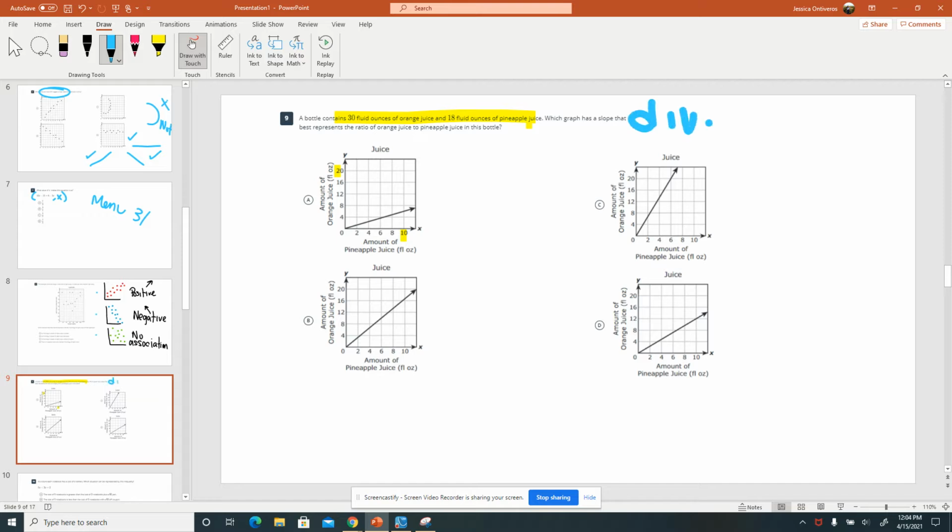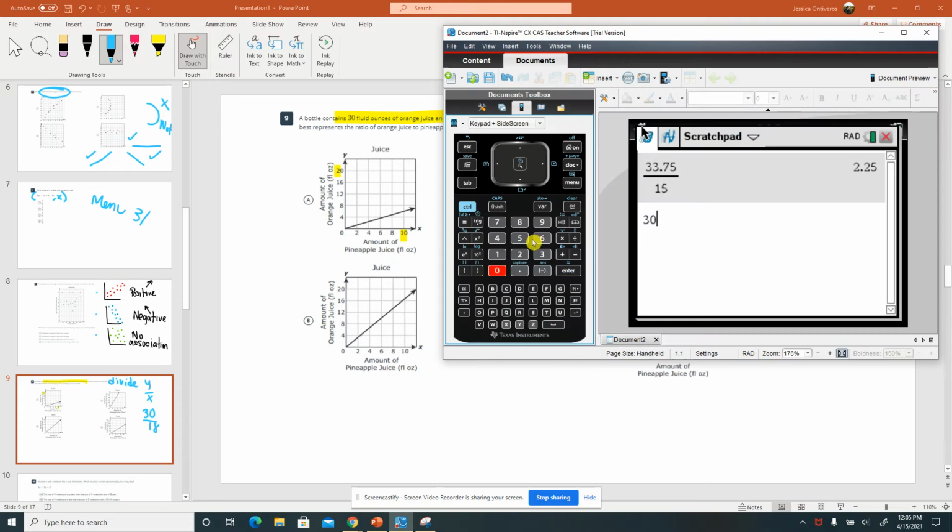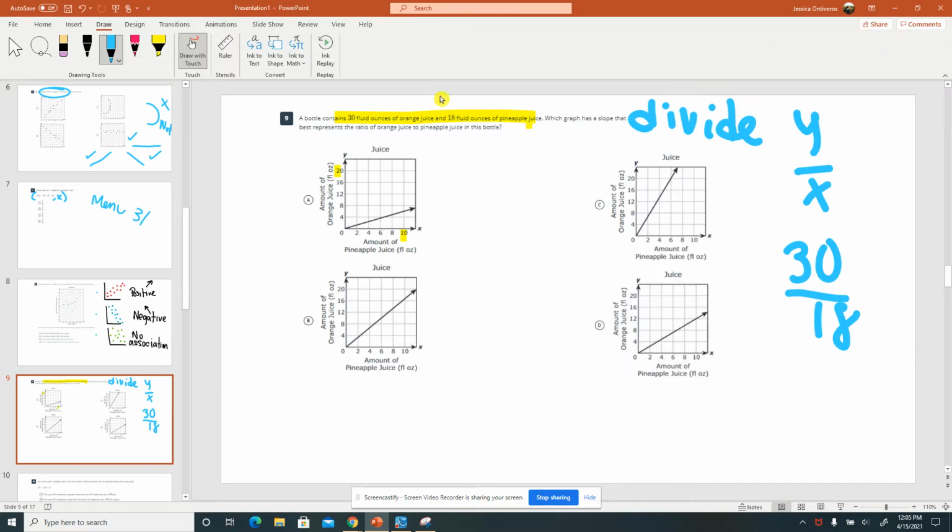We're gonna divide. Remember I told you? So you're gonna divide the y by the x, which is 30 over 18. So you come to your calculator, you do 30 over 18, just enter, not control enter. Once you enter, it's gonna give you 5 over 3. So now you just need to find 5 orange juice over 3 pineapple.